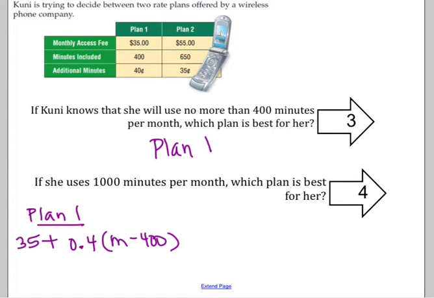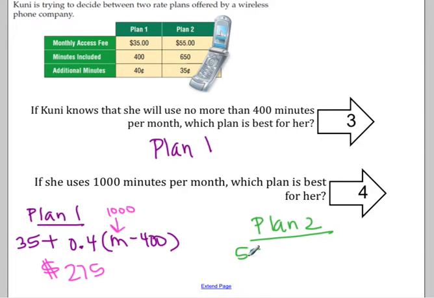So in this problem, our M is 1,000. 1,000 minus 400 is 600. So I'm only paying 40 cents for the 600 minutes. And if I calculate this, my Plan 1 will cost $275.